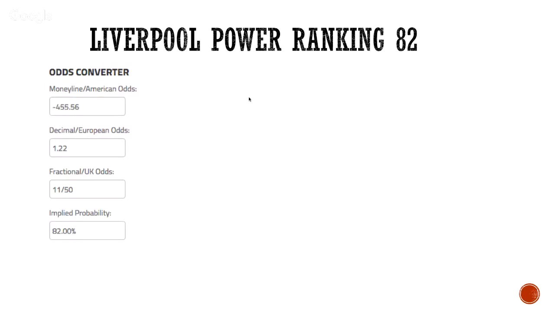Now this is a calculator. You can find these anywhere on the internet. And in my spreadsheet, I actually have this broken down so you don't have to keep searching for it. But if you take 82% and convert that to a money line, it becomes minus 455. So the actual line that we come up with for Liverpool would be minus 455. Now, there are some adjustments we need to make.